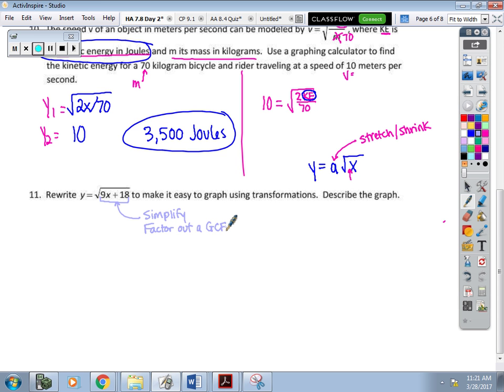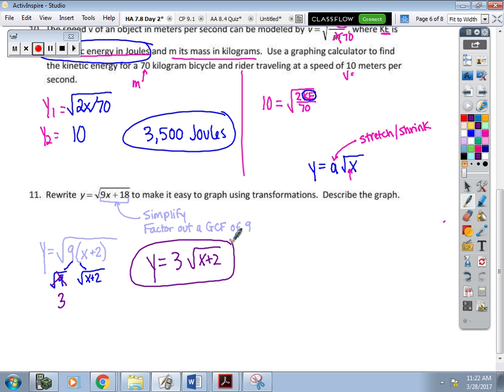So the GCF between 9x and 18 would be 9. Now when I say factor it out, I'm still leaving it under the square root. I'm just factoring it out of each term. So I'd be left with x plus 2. Now since we have two things being multiplied, 9 is being multiplied by the quantity x plus 2, we can break these up into separate square roots. Square root of 9 and the square root of x plus 2. And then we know the square root of 9 is 3. So the simplified equation is 3 times the square root of x plus 2.